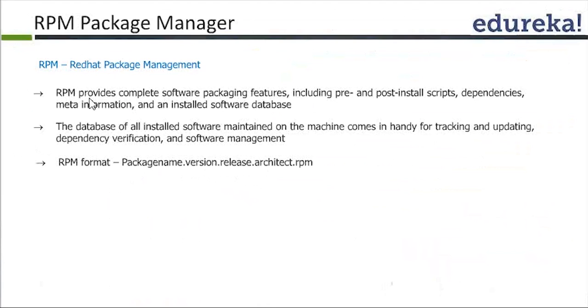So RPM provides complete software packaging, including pre and post install scripts, dependencies, meta information, and an installed software database. That means it maintains a database of all the packages that are installed in your system. Using different arguments, we can get to see all the installed packages, the versions, and it maintains a database of all that information. So the database of all installed software maintained on the machine comes in handy for tracking and updating, dependency verification, and software management.